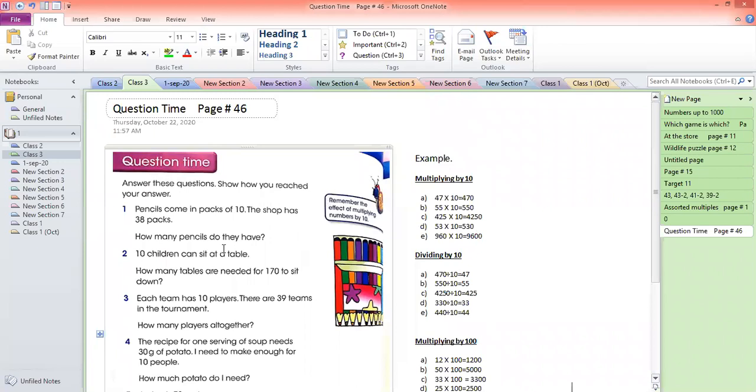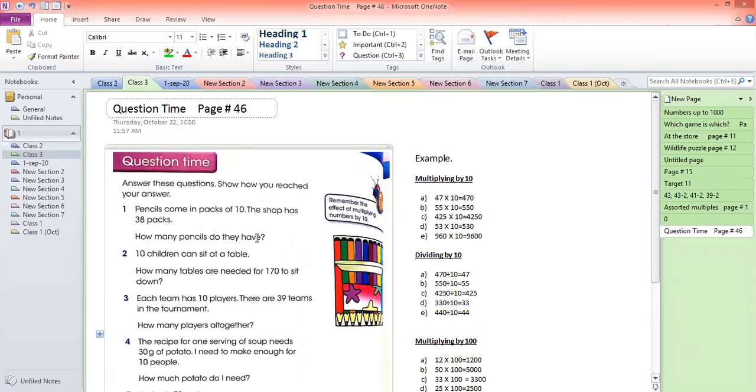Pencils come in packs of 10. That means in one pack there are 10 pencils. The shop has 38 packs. How many pencils do they have? So first you have to check, is it a multiplication question or is it a division question? Because pencils come in a pack of 10, that means in one pack there are 10 pencils, and the shop has 38 such packs. How many pencils do they have? They are going to have more pencils or fewer pencils? Obviously the answer is more, so you have to multiply.